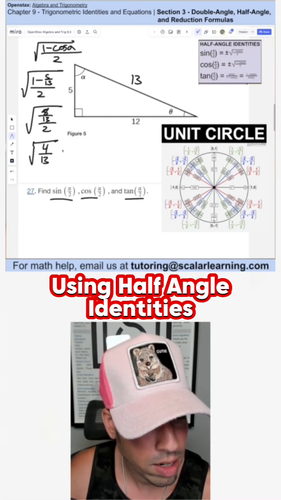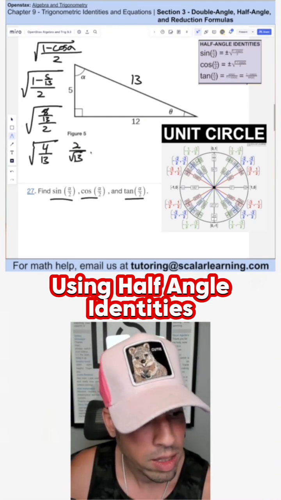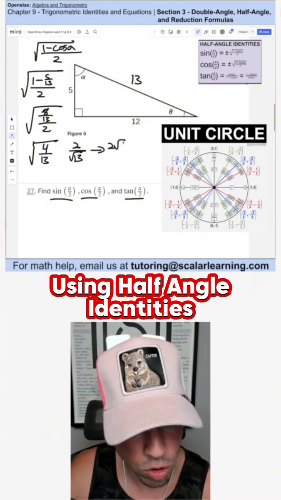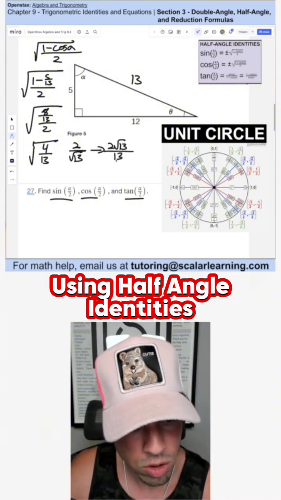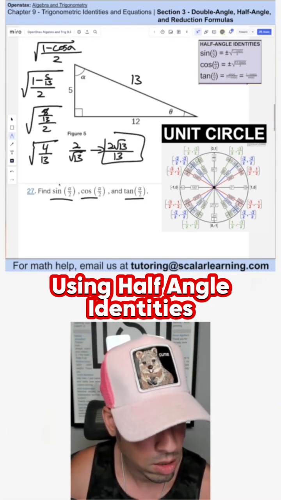And this simplifies to 2 over rad 13, because square root of 4 is 2. And then to rationalize the denominator, multiply by rad 13 over rad 13, we get 2 rad 13 over 13, because rad 13 times itself is just 13. So there is this part.